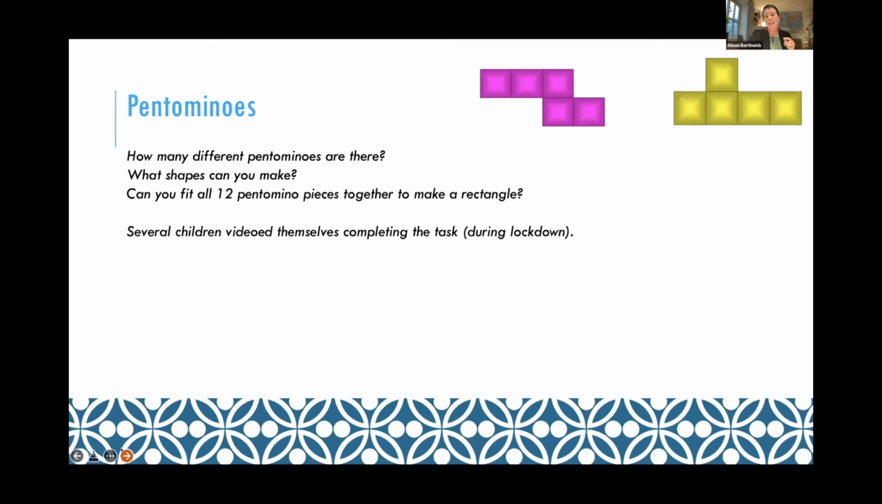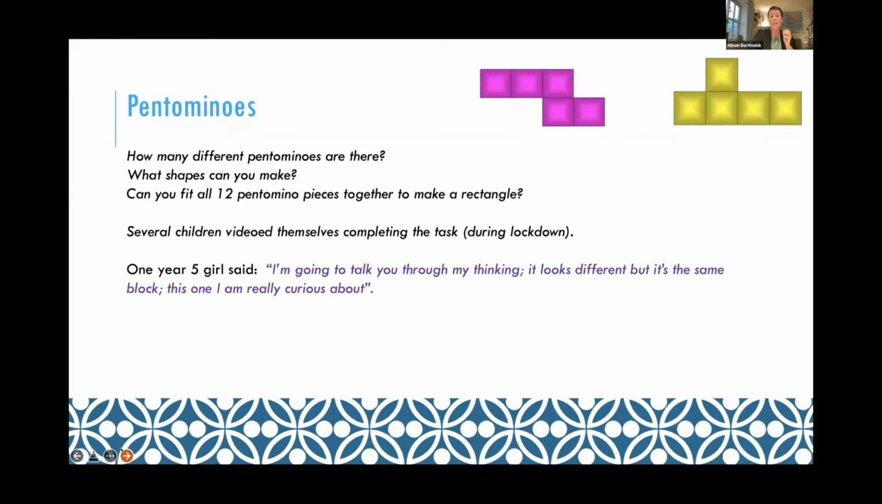And here are some of the things. Some of the children videoed themselves completing the task. I mean, at this point, I could have retired and just gone, my life is complete, because that was lovely that they were in lockdown and then they were videoing themselves going, look. And this is one of the year 5 girls. She was talking on the camera and she said, now, I'm going to talk you through my thinking. And we were like, oh my goodness, yes, please.